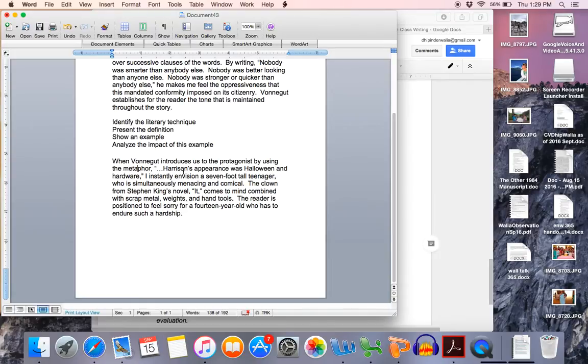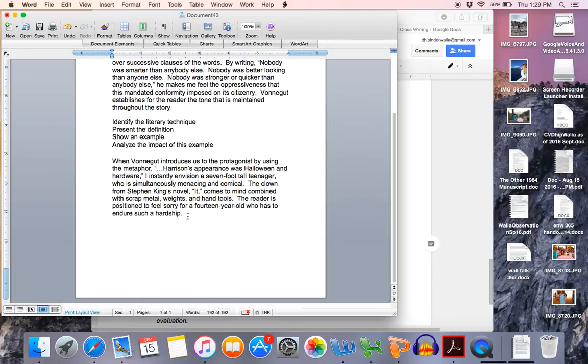So again, I would say that this first paragraph is stronger than the second paragraph, but the second paragraph is still good because it's following the same formula, right? We don't necessarily have the definition of what a metaphor is, but we still understand that the impact of this metaphor for the reader is that they envision the clown from It, and they envision metal, and because of these images, they feel sorry for this character.